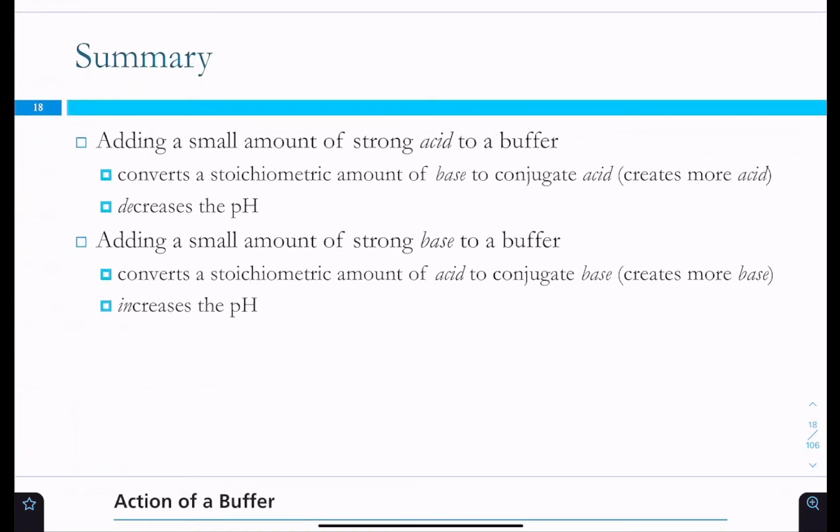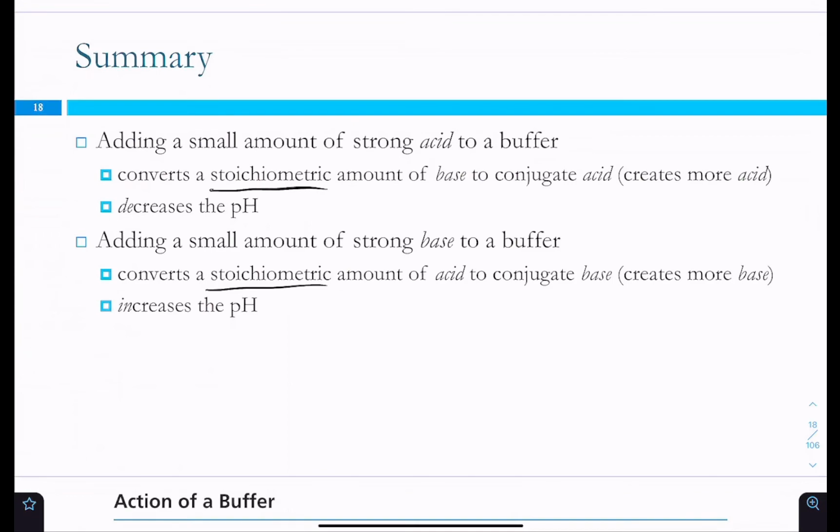So if we add a small amount of strong acid to a buffer, we convert a stoichiometric amount of the base to conjugate acid, which creates more acid. And because we have more acid than base, our pH goes down, just by a small amount. Adding a small amount of strong base does the opposite. Again, a stoichiometric amount of acid is converted to conjugate base, and we increase the pH.